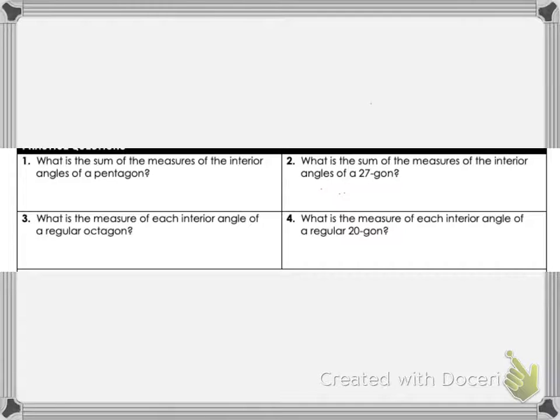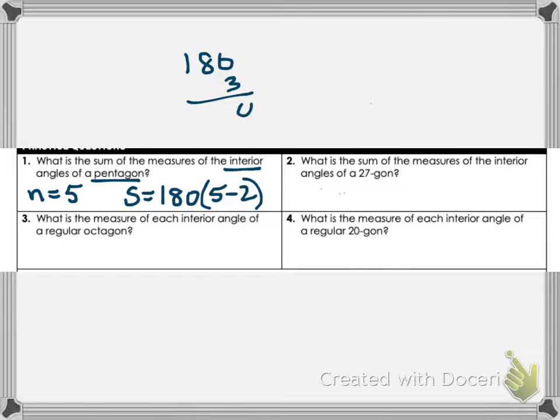Okay, some more examples. What is the sum of the measure of the interior angles of a pentagon? Pentagons have 5 sides, so my n is 5, so I'm going to use that formula. That's going to be 180 times 5 minus 2. That's 180 times 3, which is 540 degrees. I don't have much space on here, but that's what it comes to.